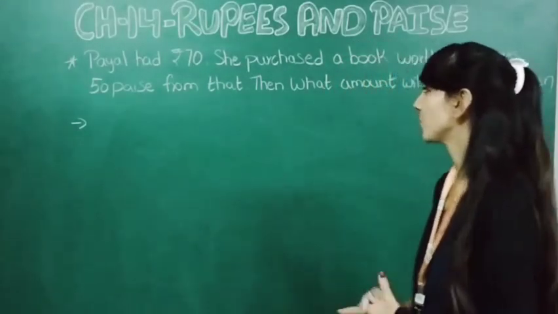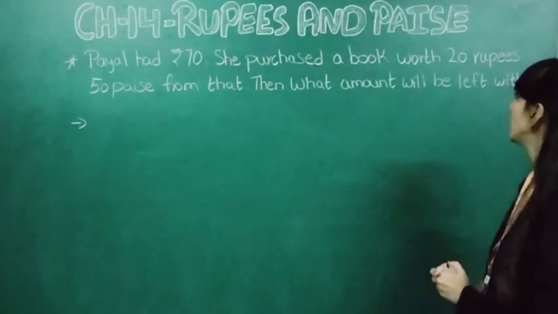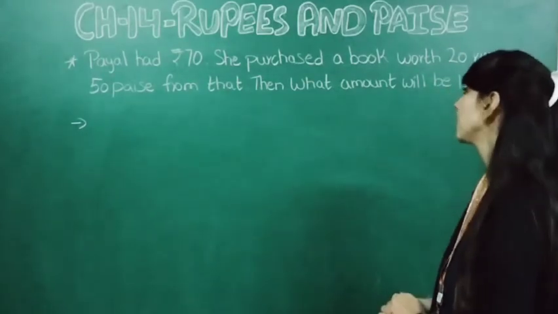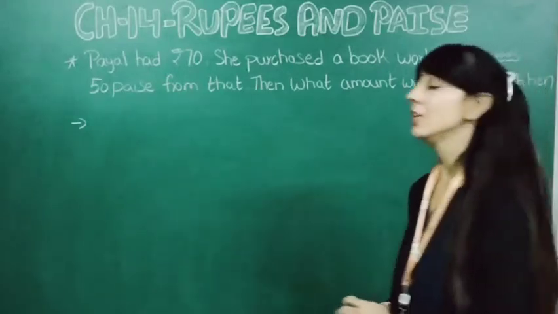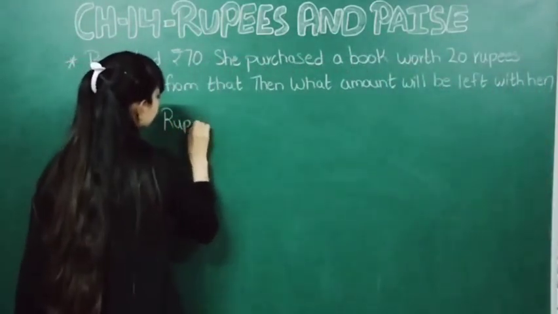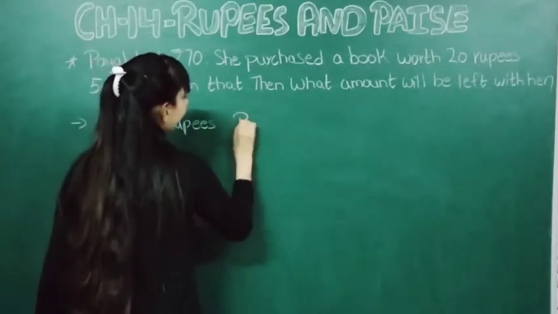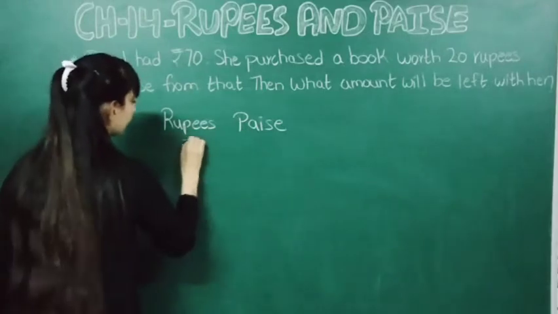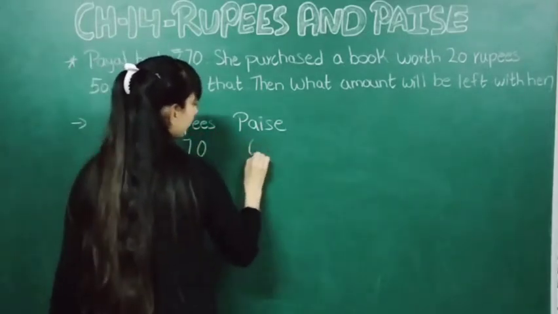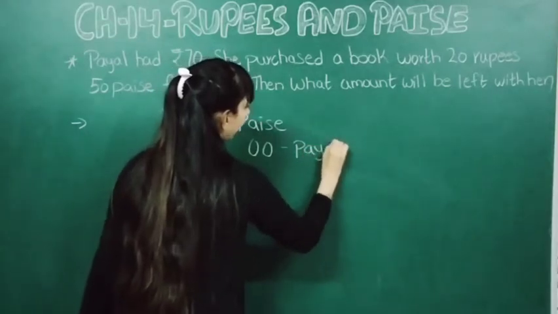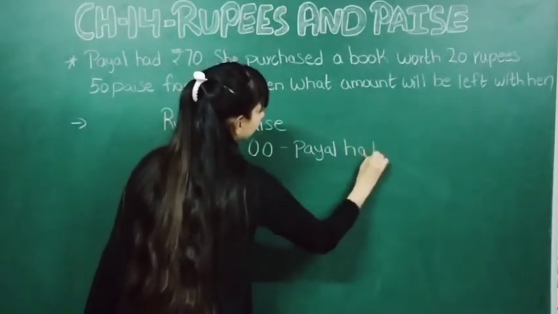Payal had 70 rupees. She purchased a book worth 20 rupees 50 paise from that. Then what amount will be left with her? So first of all, here we will write rupees and here we will write paise. Now Payal had 70 rupees. So here we will write 70. Here we will place 2 zeros. And here we will write Payal had.